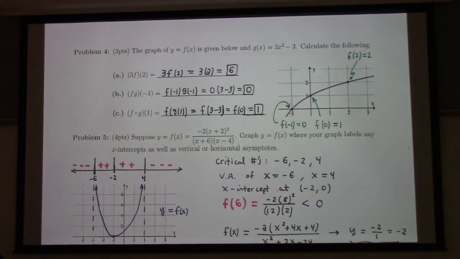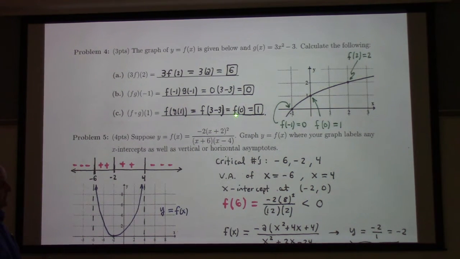Any questions? The last one is the one which is by far the most confusing, I think, for students, which is the composite. So here we have f composed with g, which means f of g of 1, which means that we have to feed g of 1 into f. G of 1, it turns out, is also 0 because it's 3 minus 3. Because I plug the 1 in here, I get 3 times 1 squared minus 3, which is 3 minus 3. So g of 1 is actually equal to 0. So then I have f of 0.